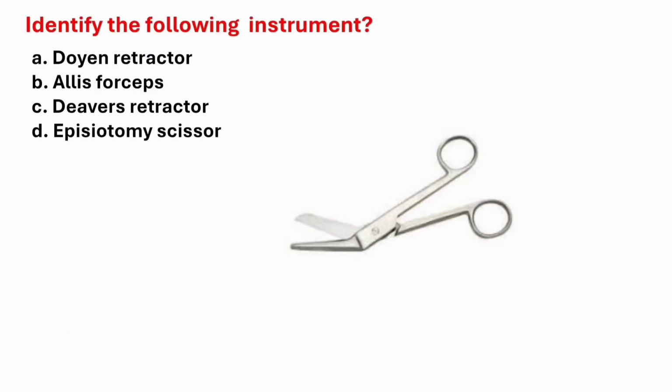Identify the following instrument. A. Doyen's retractor. B. Allis forceps. C. Deaver's retractor. D. Episiotomy scissors. The correct answer is D.